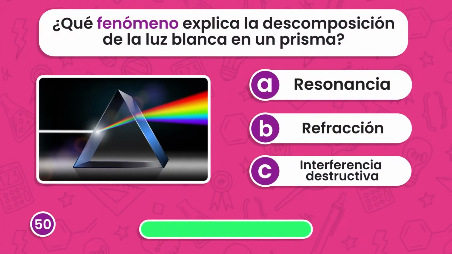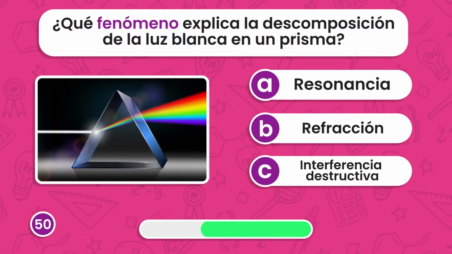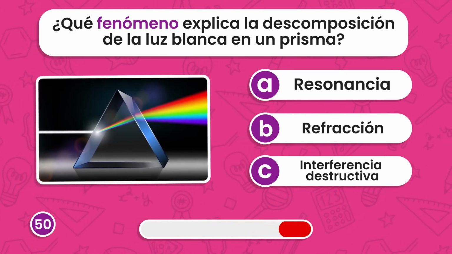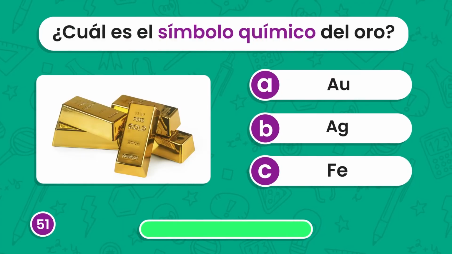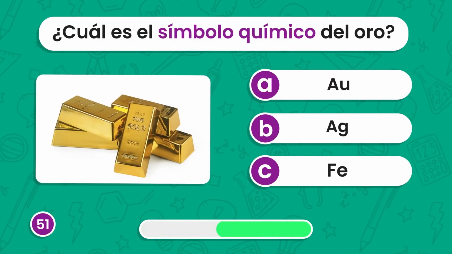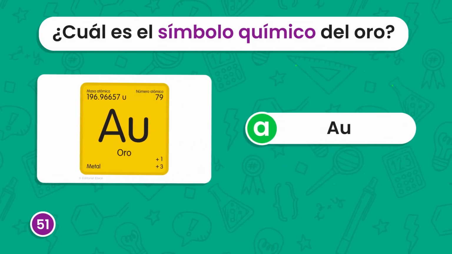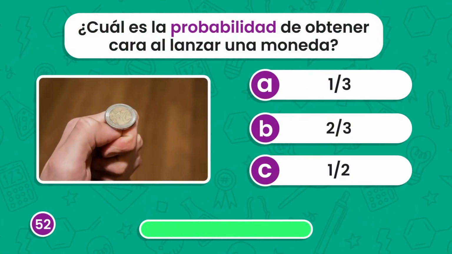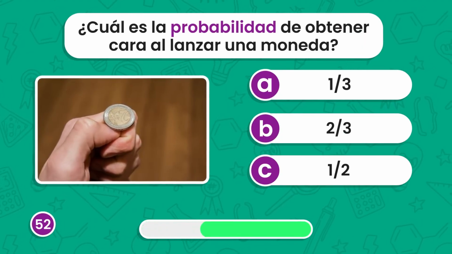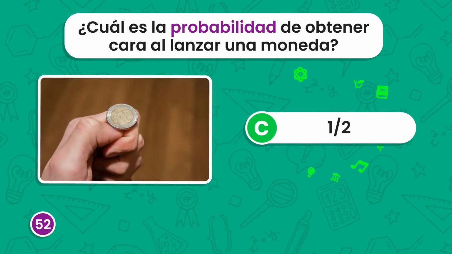What phenomenon explains the decomposition of white light in a prism? Refraction. What is the chemical symbol for gold? Au. What is the probability of getting heads when flipping a coin? One half.